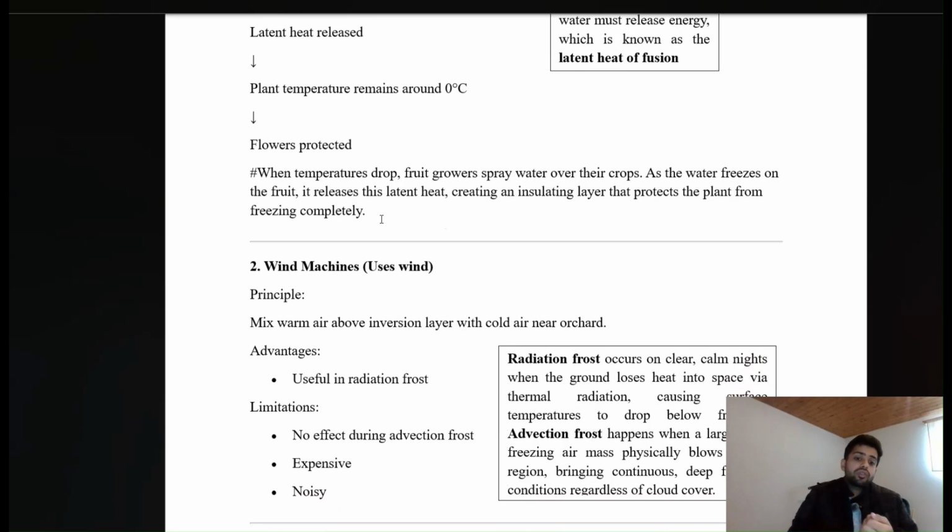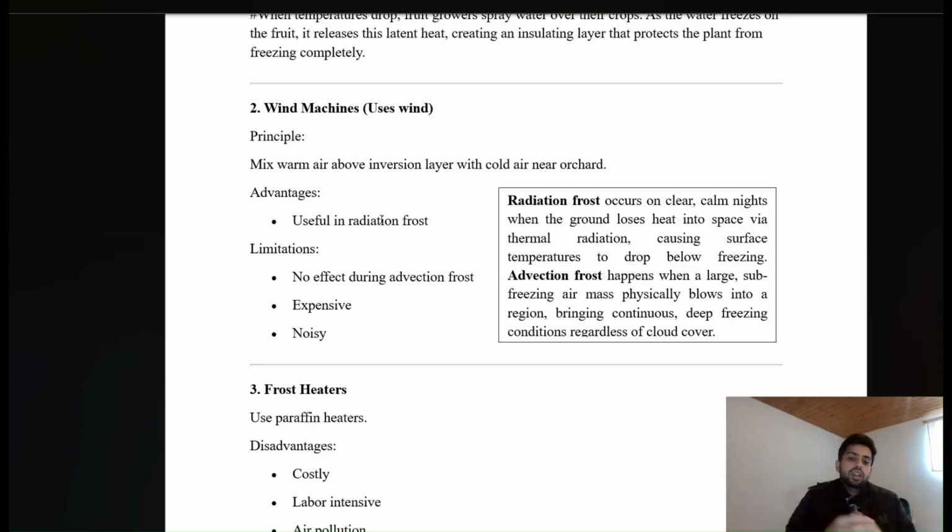The second method we can use is a wind machine, but it is not always used, as it is not good for advection frost. How does it work? It mixes warm air above the inversion layer with cold air near the orchards. So it mixes the warm air, and if you apply the warm air on the frost, it will remove it from the leaves. But it is good for radiation frost.